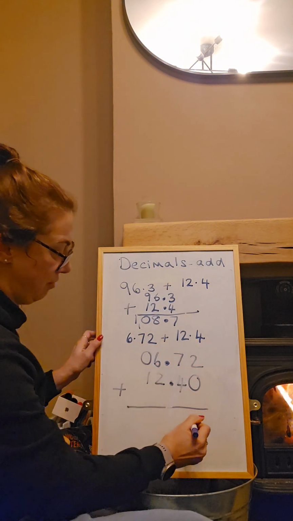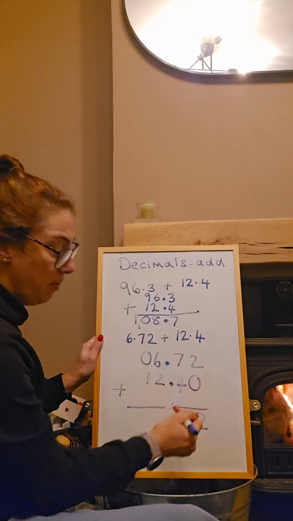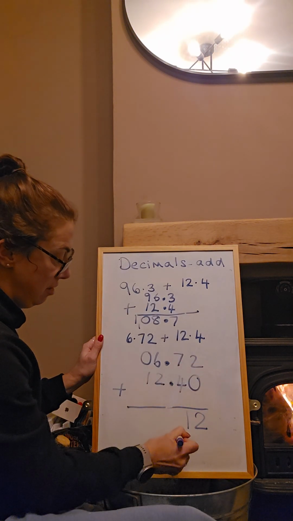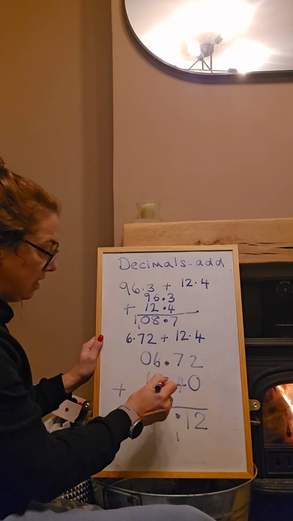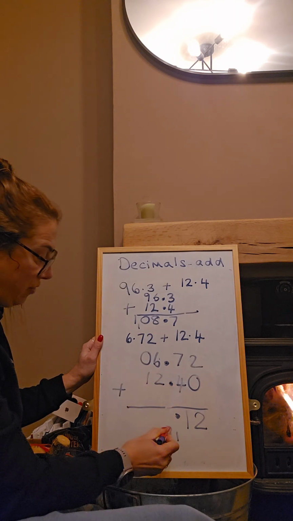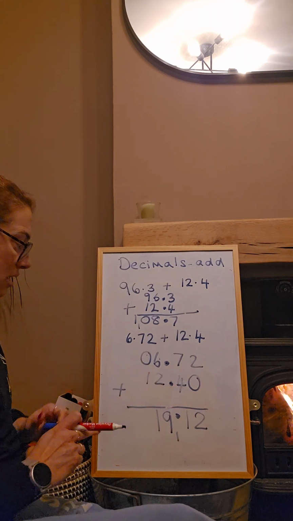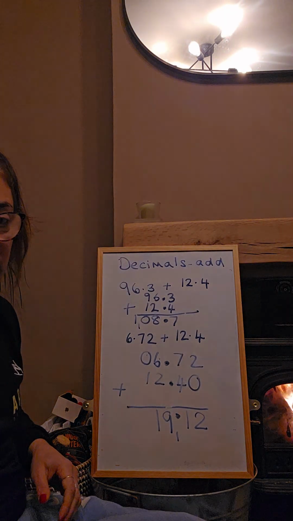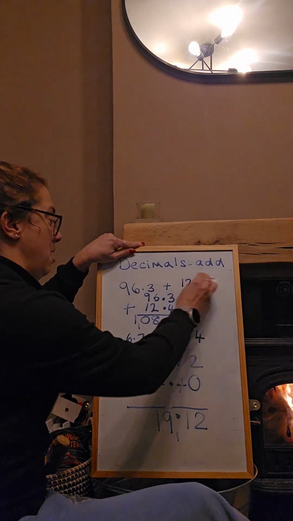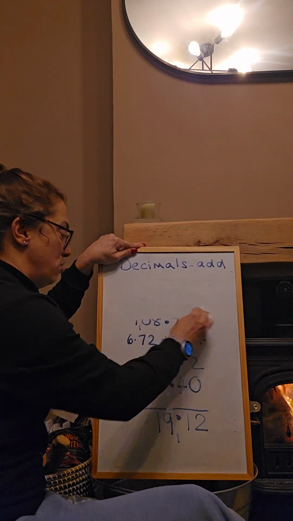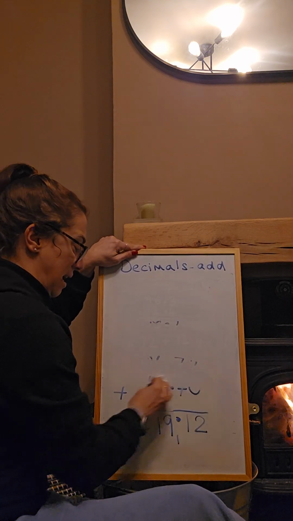So 2 plus 0 is 2. 7 plus 4 is 11. 6 plus 2 is 8, add the 1 is 9. 0 plus 1 is 1. And I should end up with 19.12. Okay, I will do some on the board for you to have a go at.